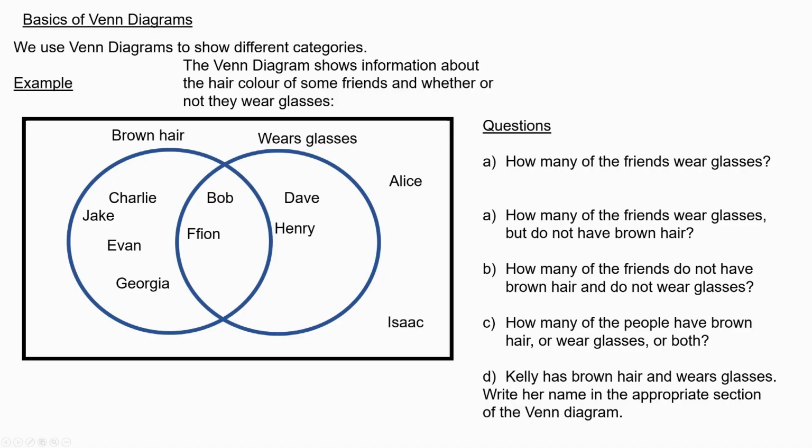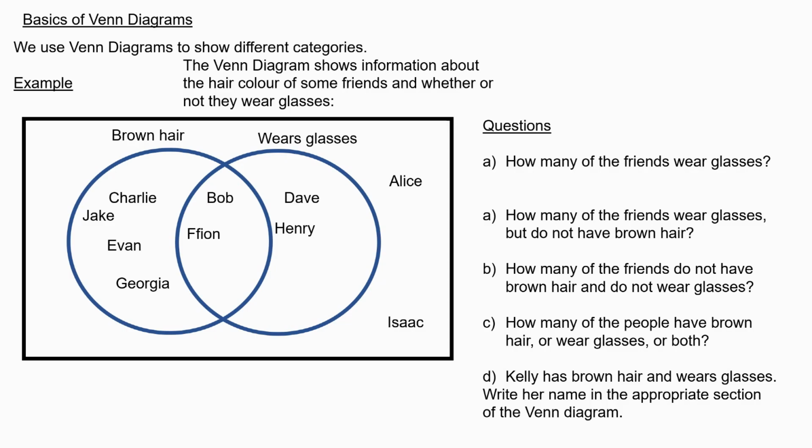Venn diagrams are a way of showing different categories. Here's an example of a Venn diagram. It shows information about the hair colour of some friends and whether or not they wear glasses. So we can see we have a circle on the left with brown hair, a circle on the right for wears glasses, and there's an overlap in the middle.